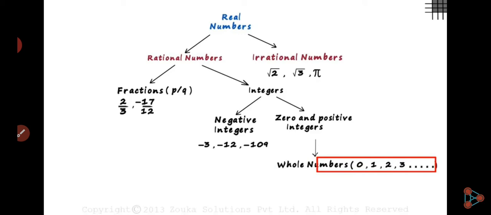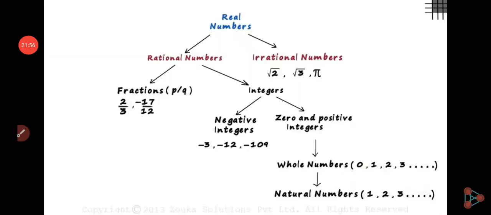Okay, if it is -3, then we can write -3 upon 1, -12 upon 1. Okay, and 0 and positive integers. Integers are also classified into two divisions: negative integers, and 0 and positive integers. 0 and positive integers together are the whole numbers. Okay, understand? And what do you mean by an irrational number? √2, √3, pi are called irrational numbers.